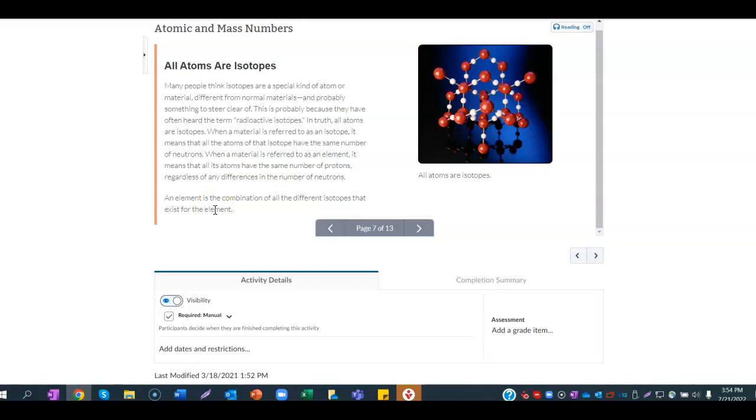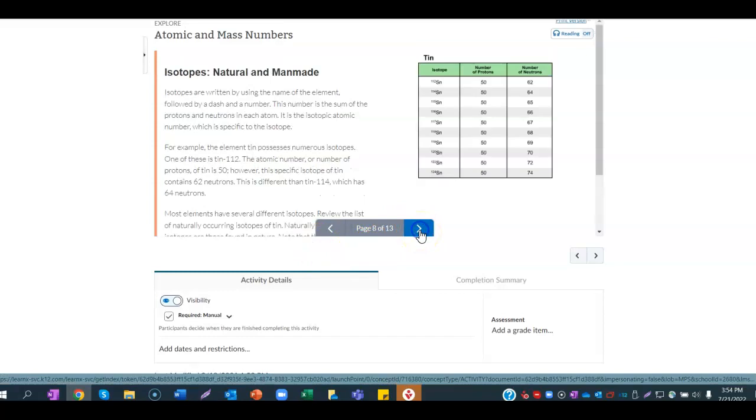So an element is a combination of what? That is guiding question 6, and it said it's a combination of all the different isotopes that exist for the element. So that answers guiding question 6. We only have 2 more. So the next one is how are isotopes written?